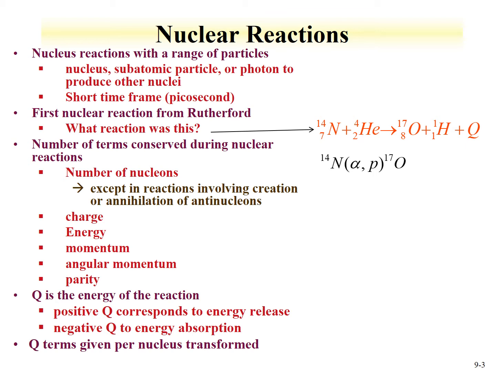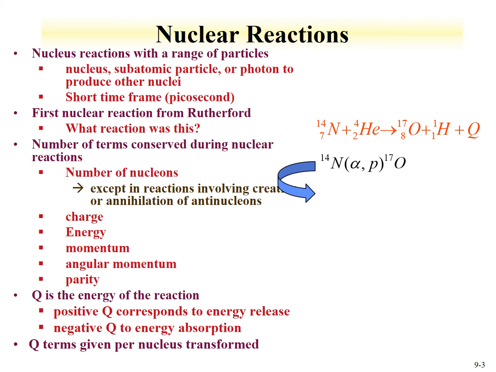Another way of writing this reaction, which we've discussed in class but will now formalize, is shown here, where we have the target as the first term, then the projectile, here it's helium, which we'd write as an alpha particle. Out comes a proton, which is separated by a comma in parentheses, and then the product, which is oxygen-17 in this case.